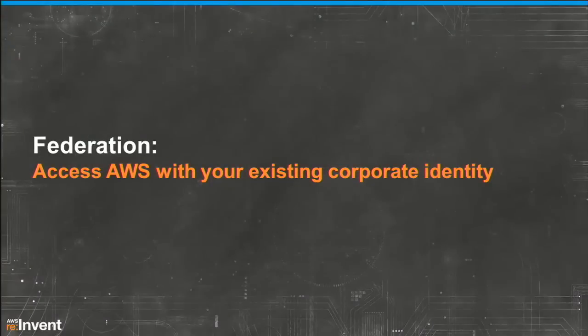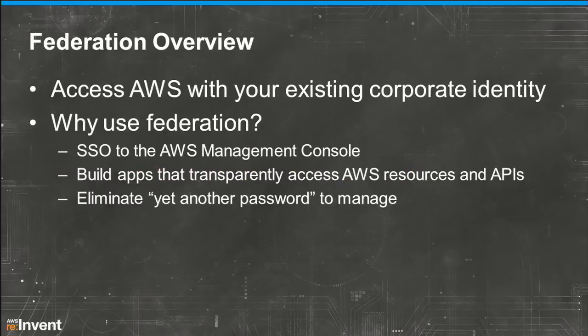So next I want to get back to Federation. This is where we started. I want to show you a little bit how I built that first demo through a couple of scenarios. If you're new to Federation, one of the benefits is you get to access AWS using your existing identity. Typically, this is your corporate identity. If you're using Windows, it's probably Active Directory.